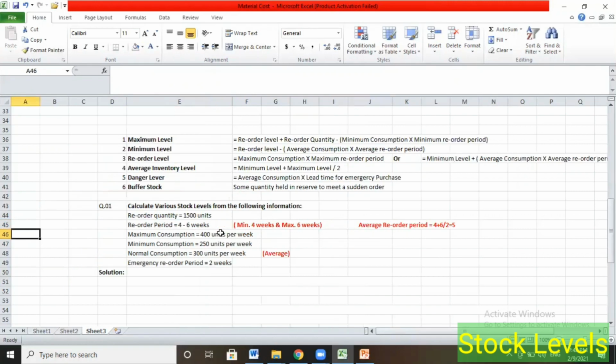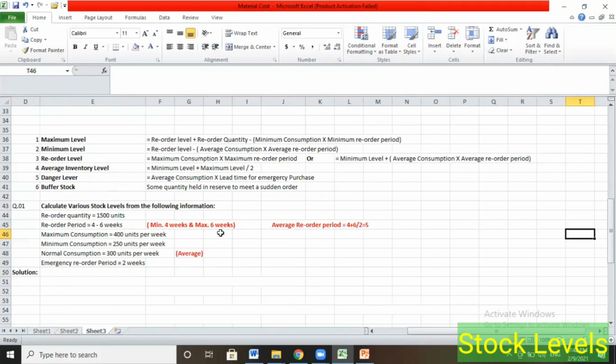Then maximum consumption is 400 units per week, minimum consumption is 250 units per week. It's given. Maximum consumption is the level of consumption in your production cycle at its highest, 400 units per week, and at its minimum it is 250 units per week. And the normal consumption, sometimes also called average, in missing cases we always follow maximum plus minimum divided by 2.